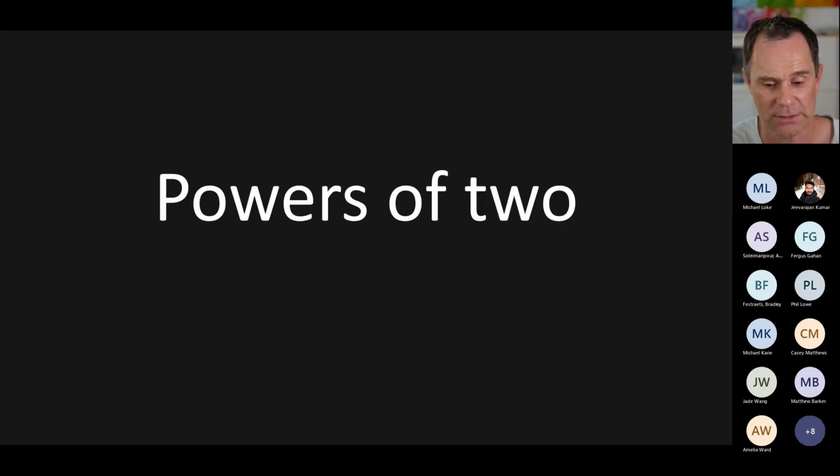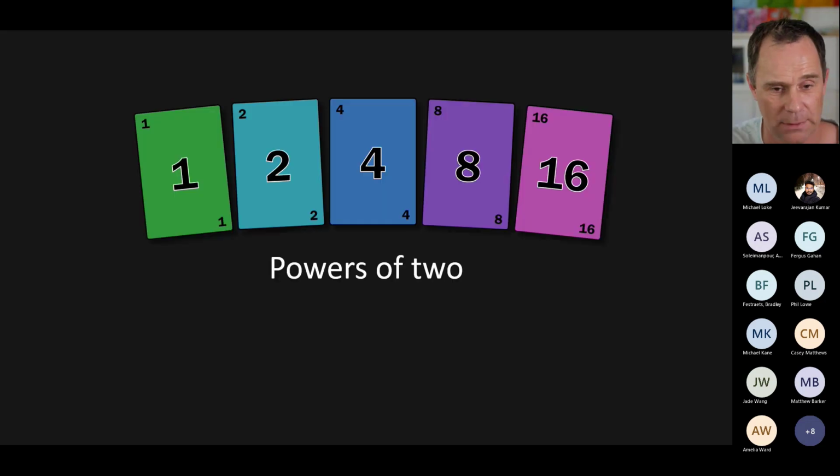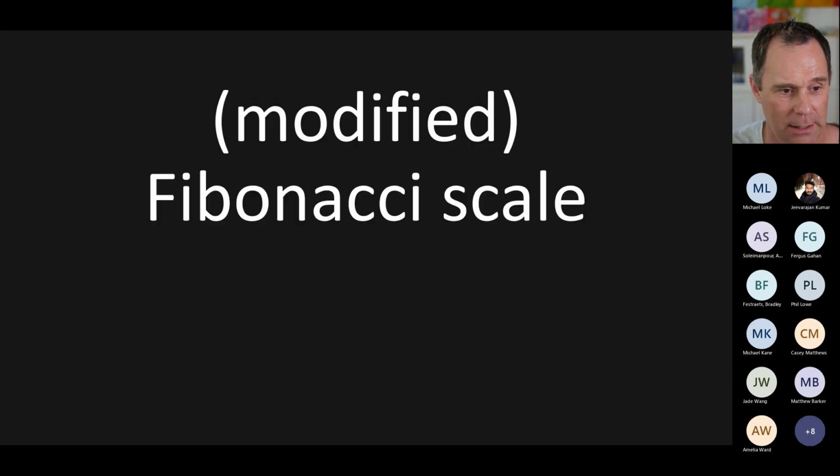The first one is called the powers of 2 scale, and it's pretty simple. You just start with number 1 and double it every time. So 1, 2, 4, 8, 16, you can keep going. 32, 64, 128, 256, 1024. You're welcome to use the powers of 2 scale. My teams have actually never used it. We prefer a different scale called the modified Fibonacci scale.